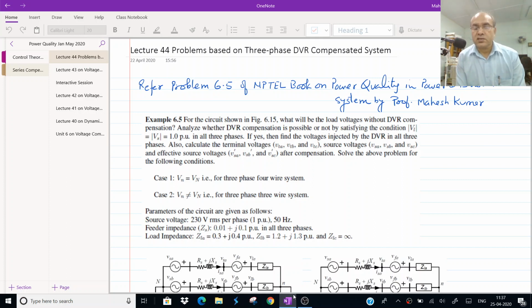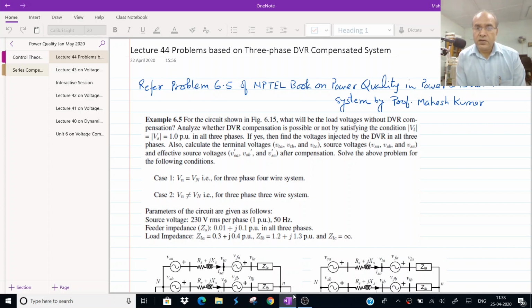In the previous class I discussed the basic concept, the circuit structure and different applications, and we solved a DVR compensated problem for a single phase system. Today we will talk about a three-phase DVR compensated system.